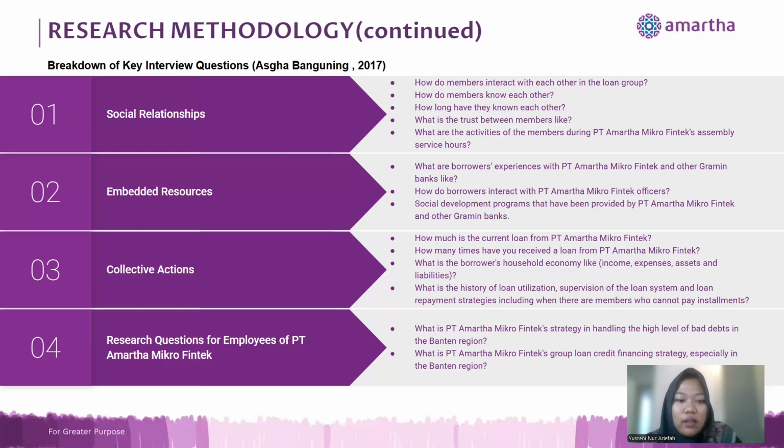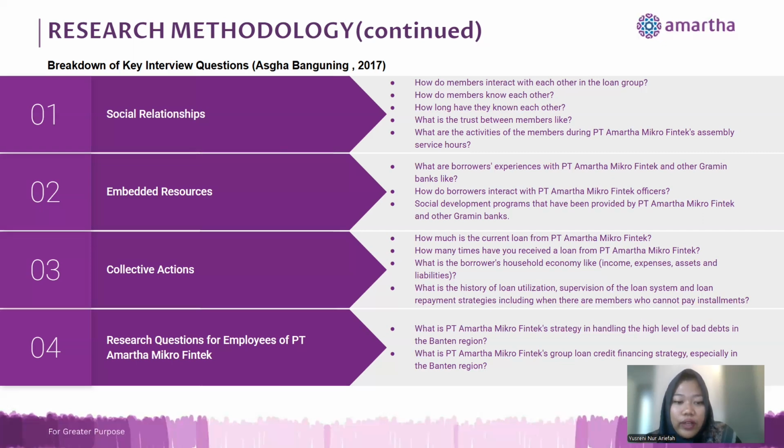And the last point is collective action, which is how much is the current loan from PT Amartha Mikro Fintech, how many times has the borrower received a loan from PT Amartha Mikro Fintech, what is the borrower's household economy like, income, expenses, assets, and liabilities. And lastly, what is the history of loan utilization, supervision of the loan system, and loan repayment strategies, including when there are members who cannot pay installments.